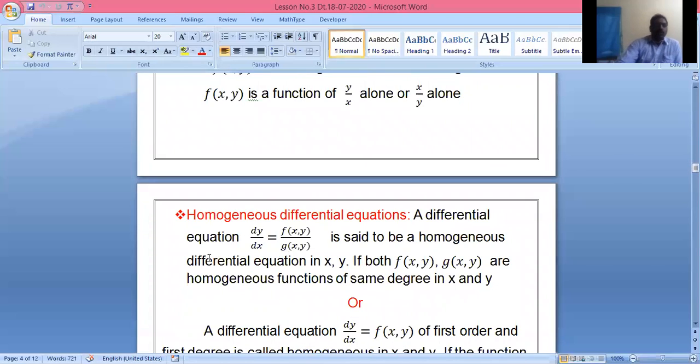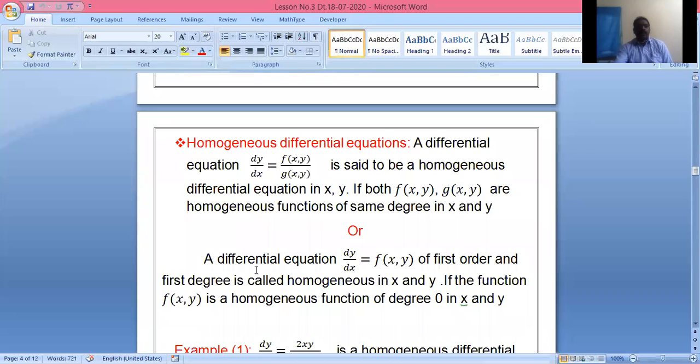Now, what are homogeneous differential equations? A differential equation dy by dx is equal to f of x comma y by g of x comma y is said to be a homogeneous differential equation in x and y if both f of x comma y and g of x comma y are homogeneous functions of the same degree in x and y.